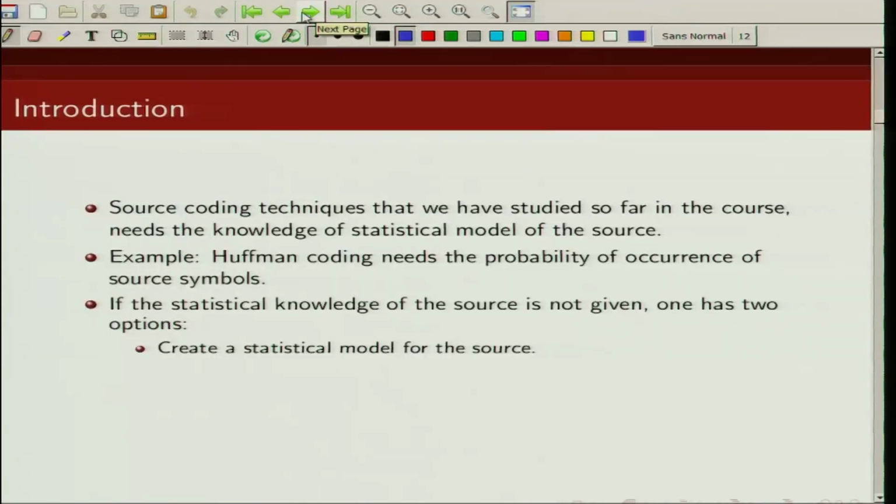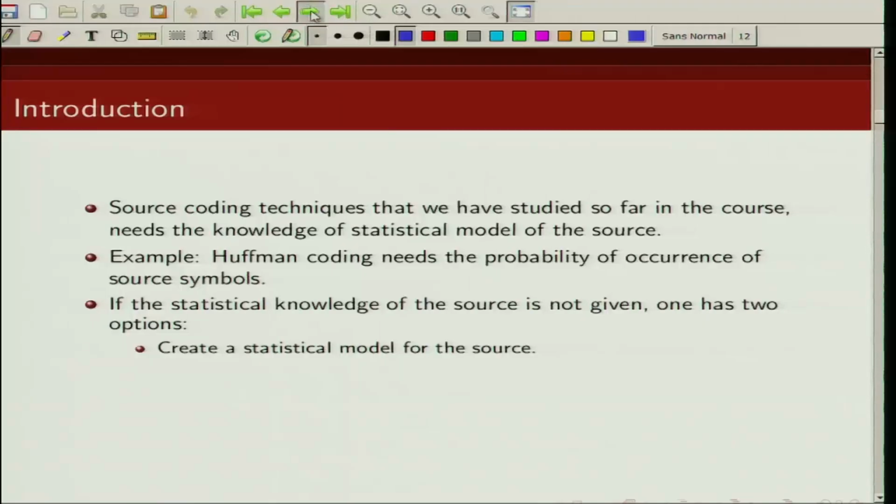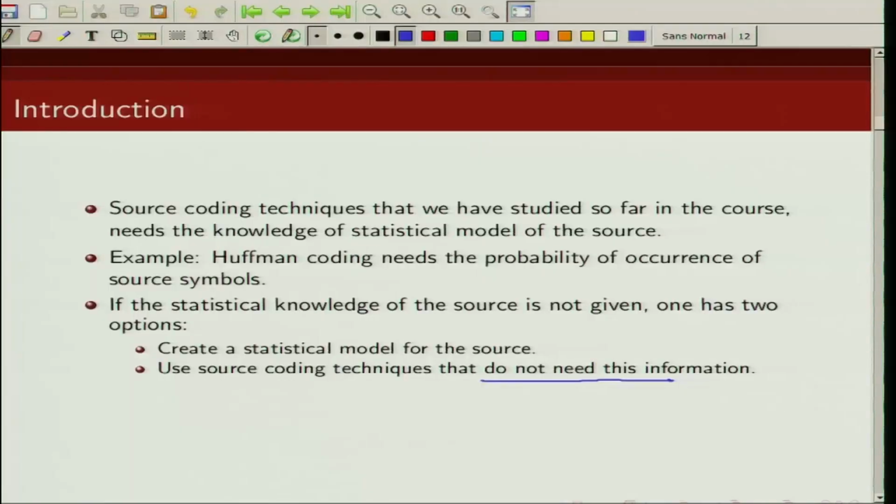What should you do? One possible thing is we could create a statistical model. So you have some initial training phase, you try to guess the probability of these various symbols which are being emitted by this source, and you create a statistical model. Other techniques could be using source compression algorithms that do not require this a priori knowledge about the source distribution. And today we are going to talk about such source compression algorithms.